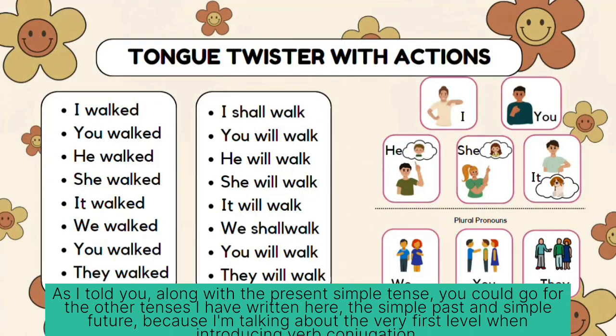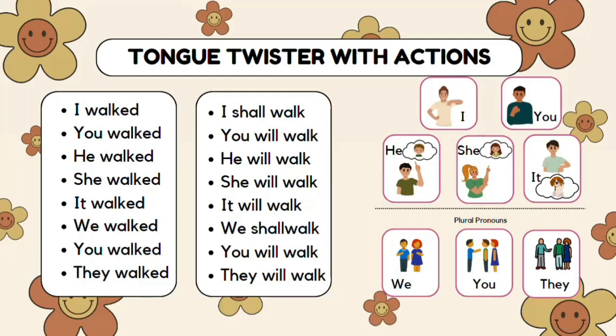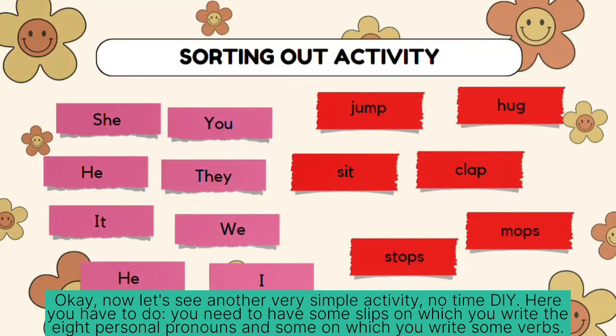As I told you, along with present simple tense, you can go for the other tenses. I have written here the simple past and simple future because I'm talking about the very first level when you are introducing verb conjugation. You can do the same activity for continuous and perfect tenses as well. Okay. Now let's see another activity that is very simple, no time DIY.